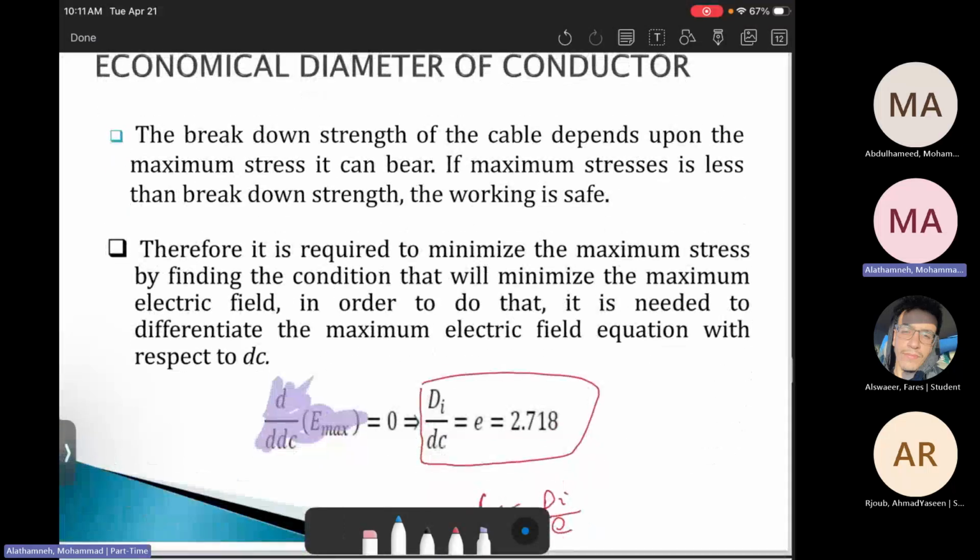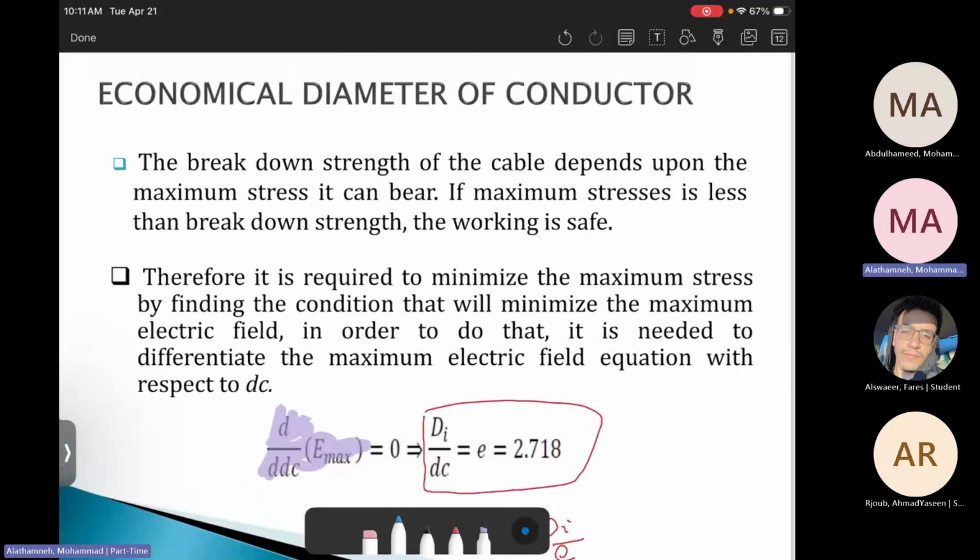Then we need to calculate the economical diameter of the conductor. In order to calculate that, we need to identify the breakdown strength. So we need to make sure that the maximum stress is less than the breakdown strength, to be sure that we are at a safe level, working safely. So the maximum stress less than the breakdown strength. That's our target. Therefore, we need to minimize the stress, which is the electric field. How can we minimize it? By applying the derivative and making the derivative equal to 0.